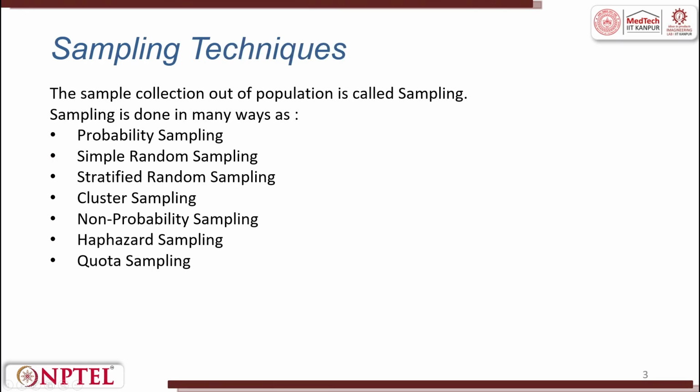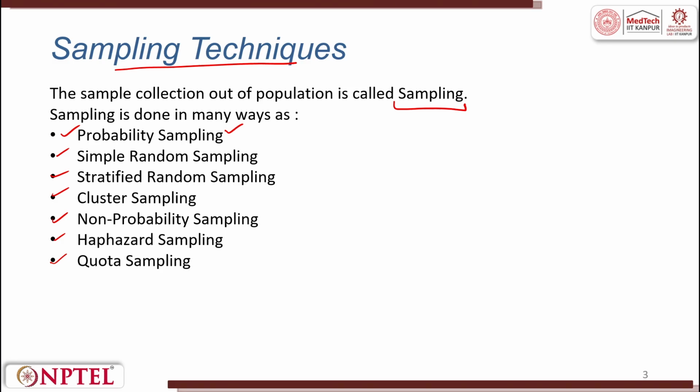First is sampling techniques. Sample collection out of a population is called sampling. Sampling is done in many ways: probability sampling, simple random sampling, stratified, cluster, non-probability, haphazard or quota sampling. Probability sampling is when each and every unit of the population has a known, non-zero chance of being selected.